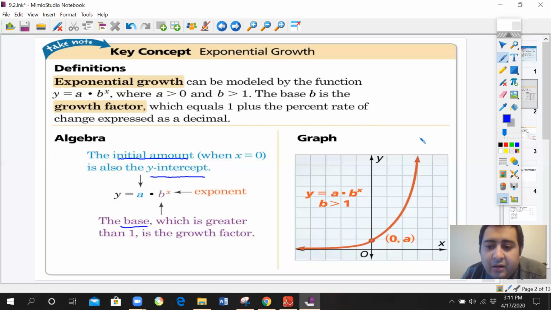So we have here a sample graph, and it's showing you that that point is your y-intercept. And then you have your asymptote as well. b is greater than 1. So it's just giving you an example. If you want to know a little bit further about asymptotes, look over section 9.1.